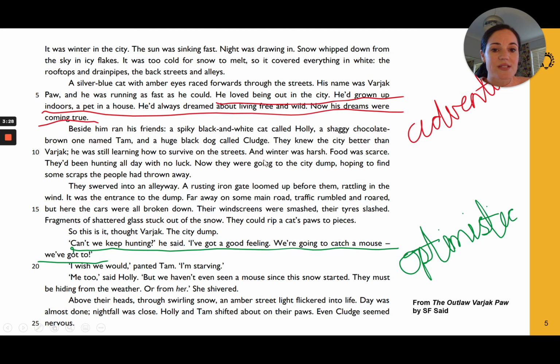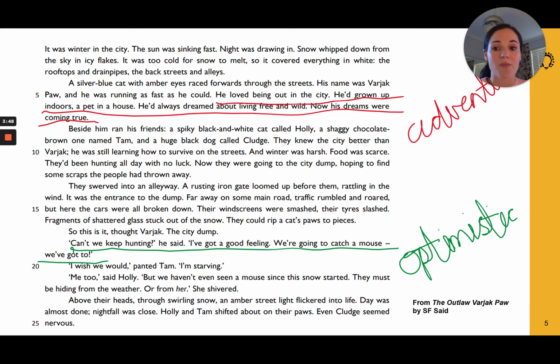And you can see here, in that second paragraph, it says he loved being out in the city. He had grown up indoors, a pet in a house. He had always dreamed about living free and wild. Now his dreams were coming true. So straight away, I would jot down and annotate on my passage that this shows that he's quite adventurous, okay?